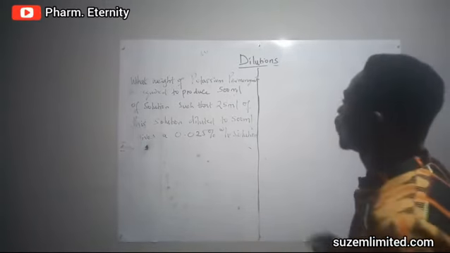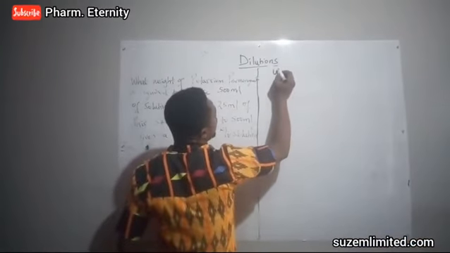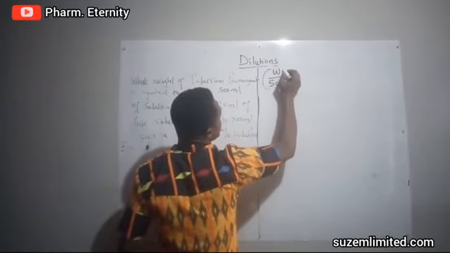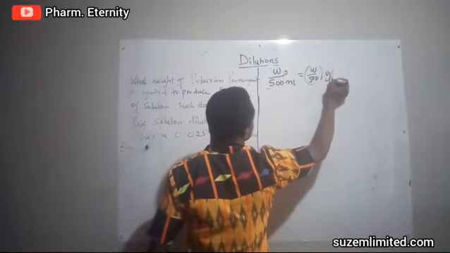So let the weight of the potassium permanganate be called W. The final solution is 500 ml. That means the strength of the solution is W over 500. W gram over 500 ml, which is equal to W over 500 gram per ml.